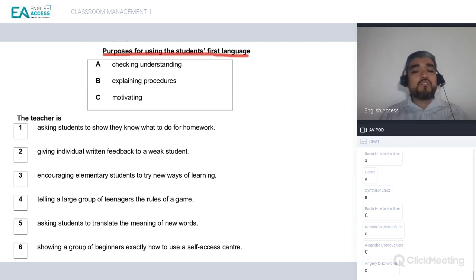Encouraging elementary students to try new ways of learning. So you tell your students, guys, you can watch movies, you can listen to music, you can talk to your friends in English. Yeah, that's true. It's motivating. Telling a large group of teenagers the rules of a game. Yes, that's true. Explaining procedures. Asking students to translate the meaning of new words.